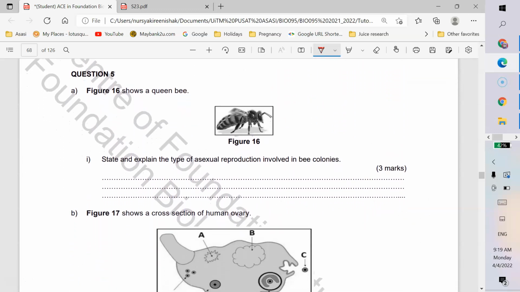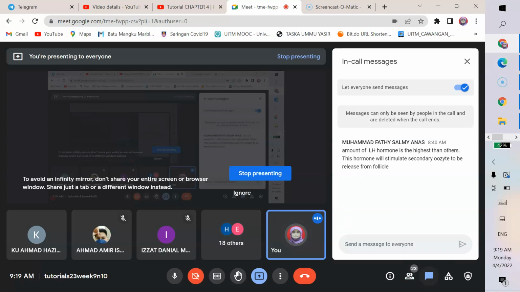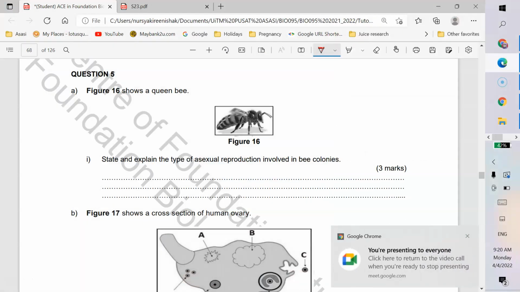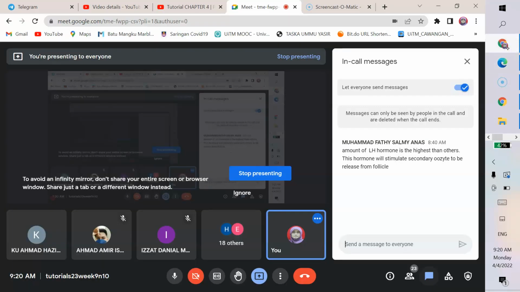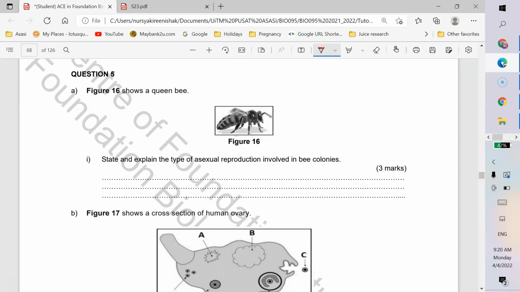Next is Fatih. Fatih, awak boleh buka mic ke? Tak boleh? Kalau nak tulis jawapan. No? Okay. Kita pergi kepada Zahratul untuk question A1 ni.